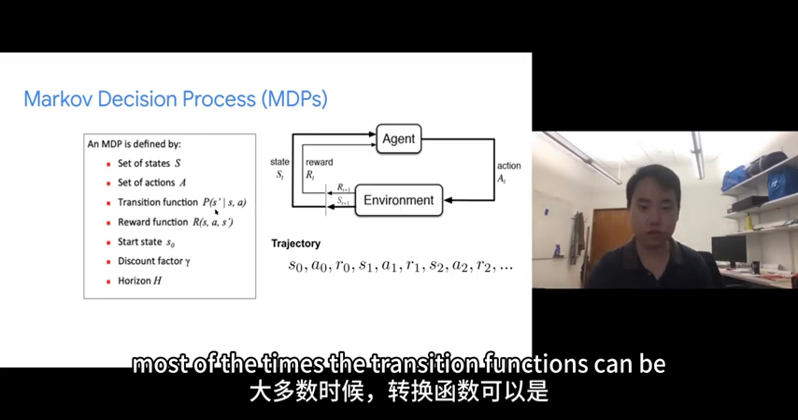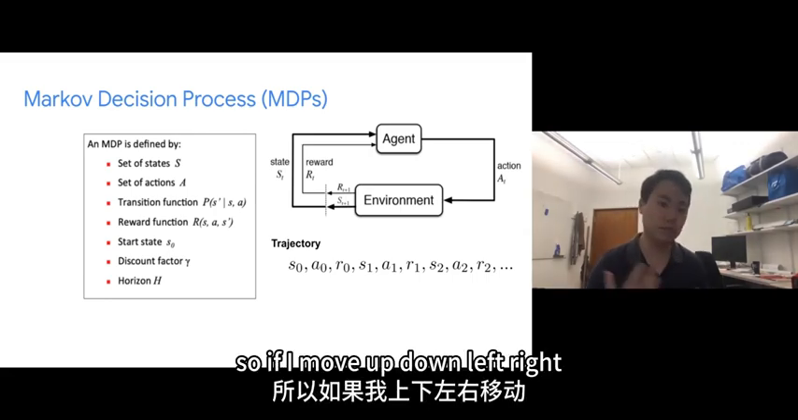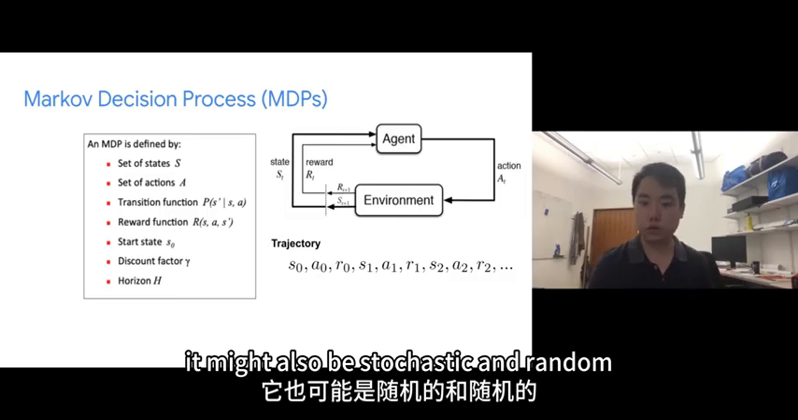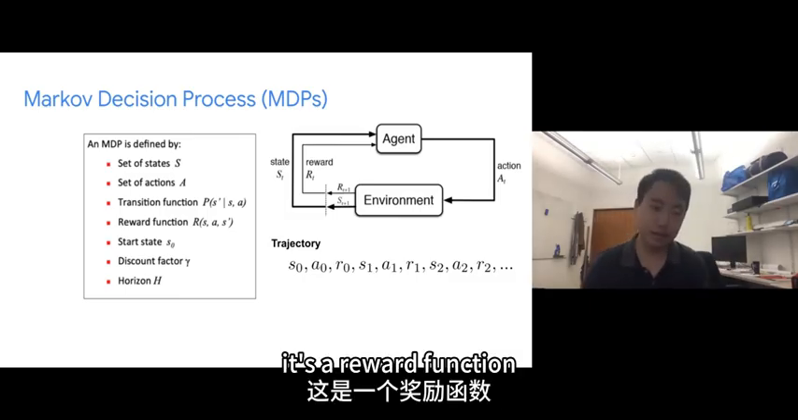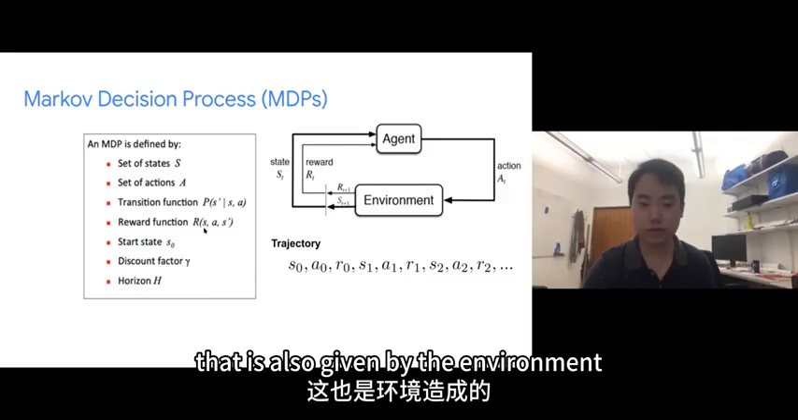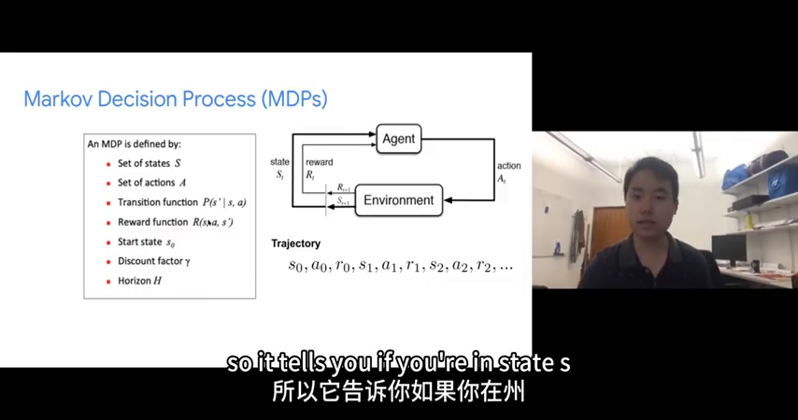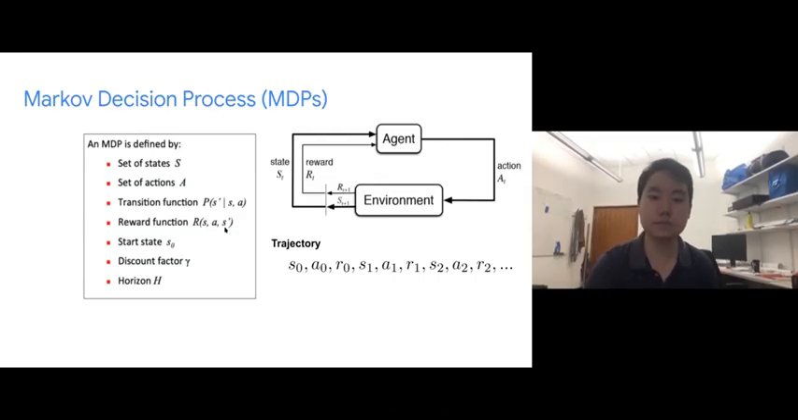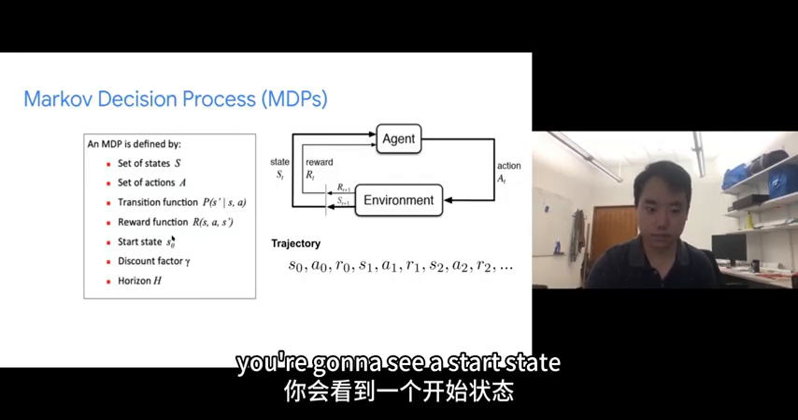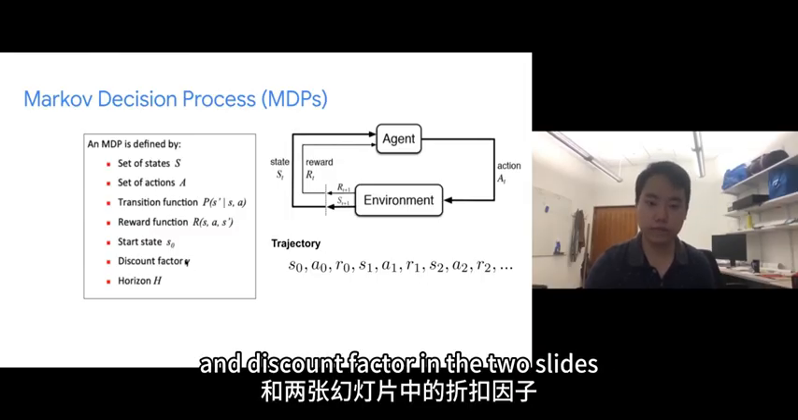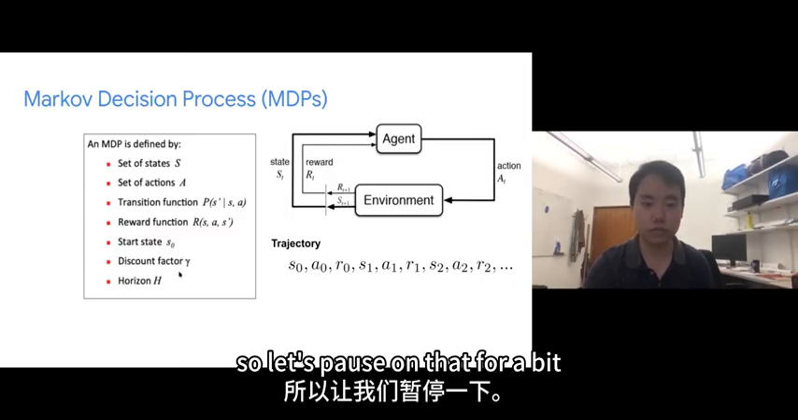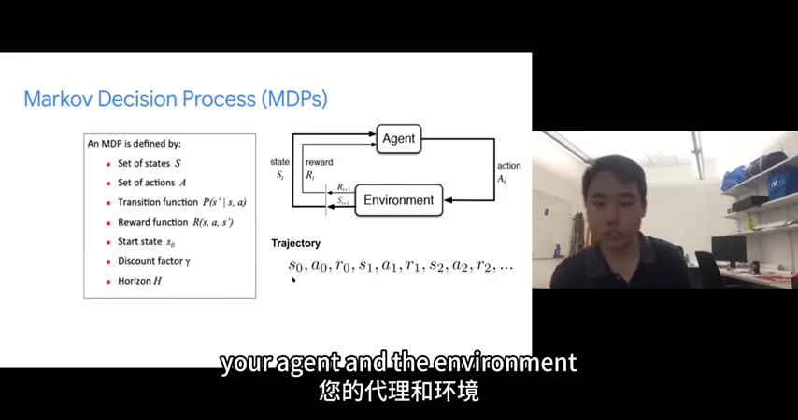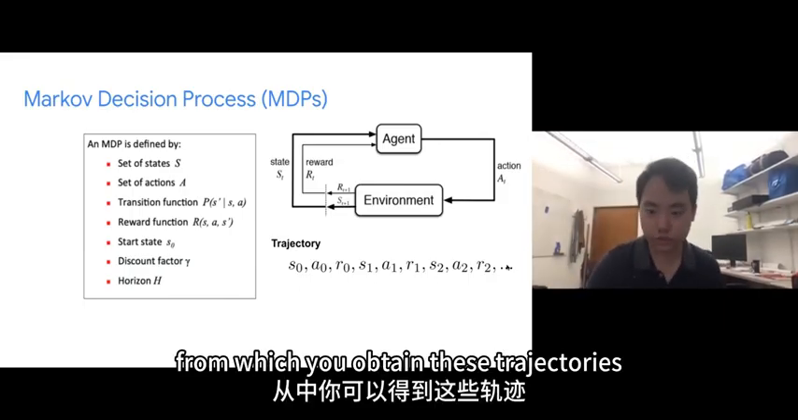Most of the time, these transition functions can be deterministic. So if I move up, down, left, right, I will deterministically end up in the next state. But at certain times, it might also be stochastic and random. There's a reward function that is also given by the environment. It tells you if you're in state S and take an action A, ending up in state S prime, what is the reward that I observe? You're also going to see a start state. I'm going to go into a lot more detail on the discount factor in 2 slides, so let's pause on that for a bit. And you're also going to have a horizon H, which tells you the total length of interactions between your agent and the environment from which you obtain these trajectories.